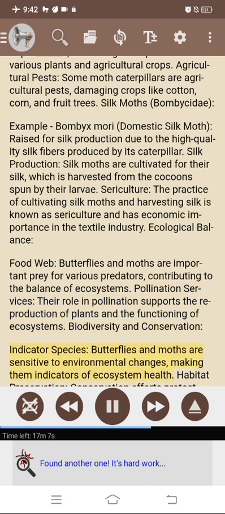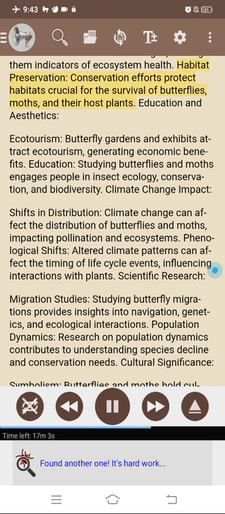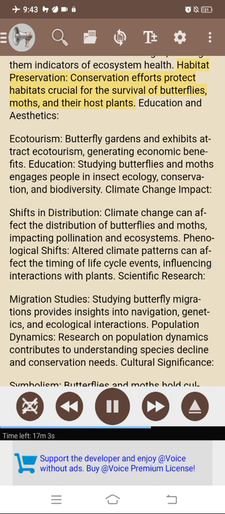Biodiversity and conservation. Indicator species. Butterflies and moths are sensitive to environmental changes, making them indicators of ecosystem health. Habitat preservation. Conservation efforts protect habitats critical for the survival of butterflies, moths, and their host plants.